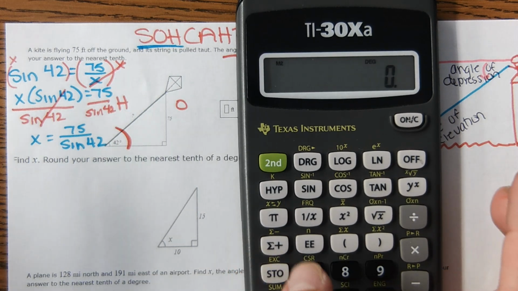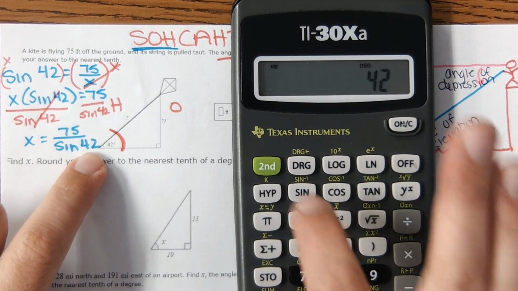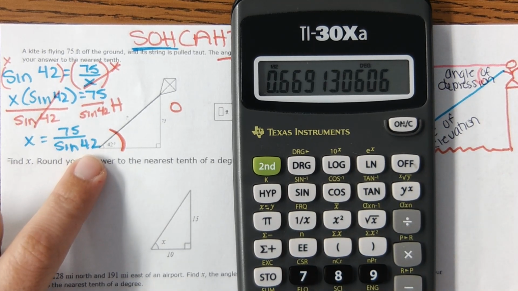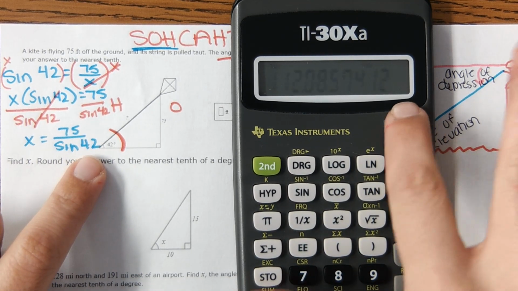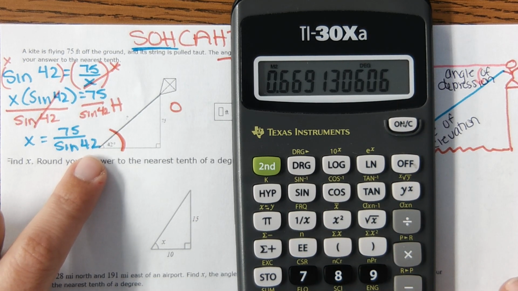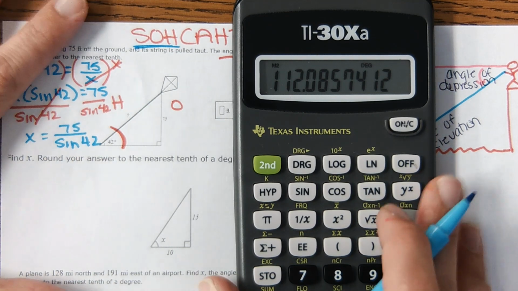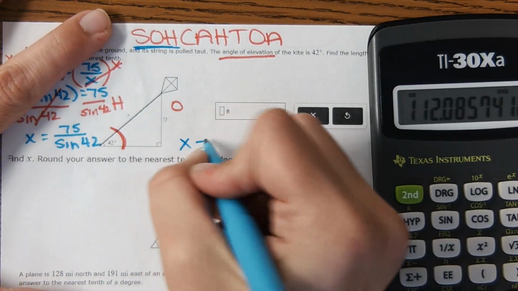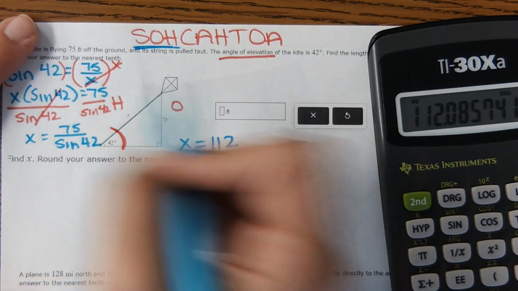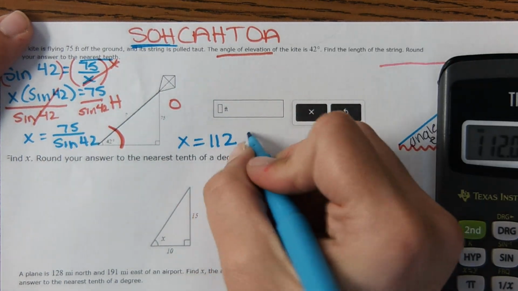So yeah, we do 75 divided by, and then I'll do 42 sine, and then hit equal one more time and it'll calculate it all together. So x equals 112. It says round to the nearest tenth, so that would be 112.1.